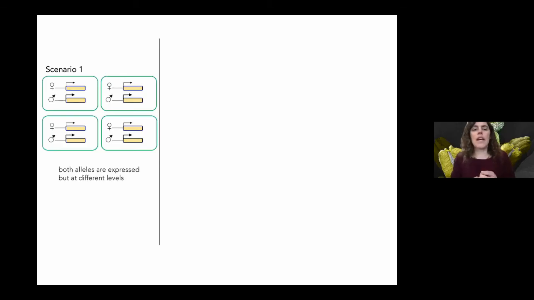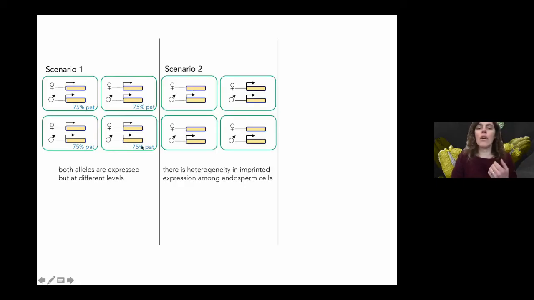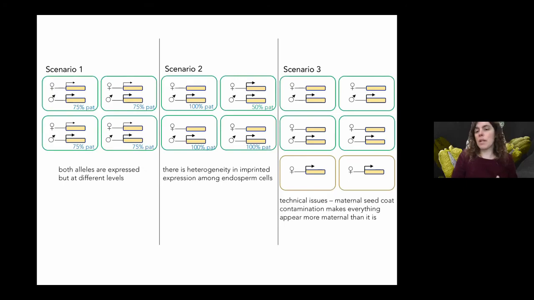So it could be that both alleles, maternal and paternal, are expressed in endosperm cells, but at different levels. So that here you still have more paternal allele expression, but it's not completely monoallelic. Or it could be that there's heterogeneity in imprinted expression among endosperm cells, so that you do have completely monoallelic expression in these 3 cells, but not in this 4th cell, so that when you do an RNA-seq, you get this partial imprinting result. A third possibility is that there are technical issues confusing the matter.